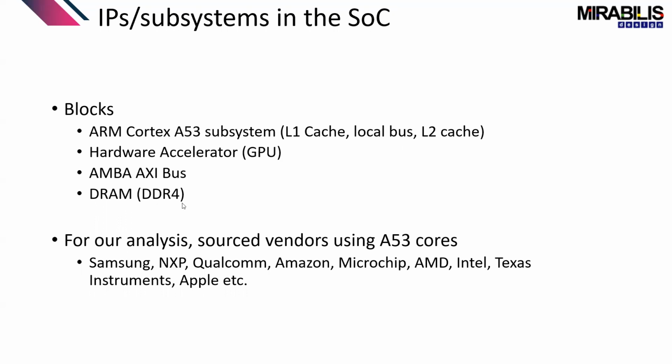So for our analysis, we looked at different vendors which are using A53 cores. Some of them include Samsung, NXP, Qualcomm, Amazon, Microchip, AMD, and so on. We have to look at each of these vendors' websites and try to get the data sheet which covers these subsystems on a majority scale. Even if you are not able to identify all of them, it is fine. We can just combine the data from multiple data sheets.